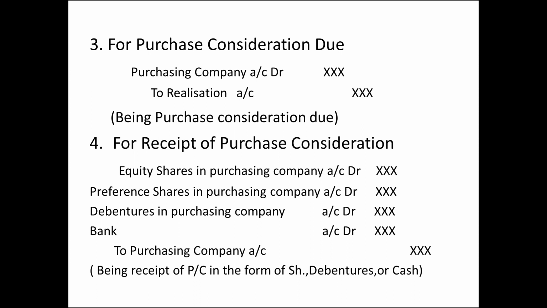So here, in what way does the purchase consideration come? If it comes in equity shares, that has to be posted here. Preference shares means preference shares, cash means cash. Who gives it? The purchasing company, right? So your entry is equity shares account debit. That is, equity shares in purchasing company account debit, preference shares in purchasing company account debit, debentures in purchasing company, and bank, from your purchasing company to the purchasing company account. This is the entry, right?